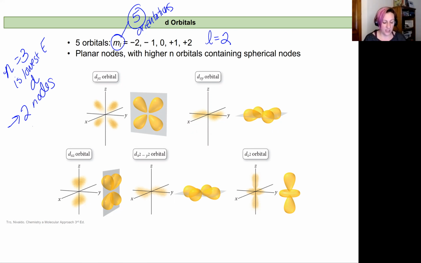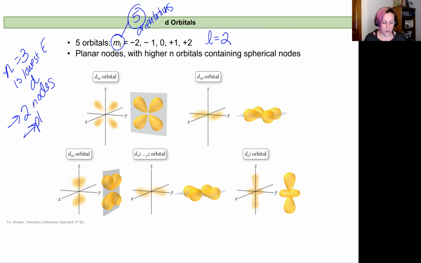And so at that simplest version, n equals 3, we're going to have 2 nodes. And these are going to be our 2 nodes that are planar nodes. At n greater than 3, then our d orbitals will always have 2 planar nodes, and then more radial nodes on top of it. And so what do these look like? This is just like we saw with the s orbital, right, with p.